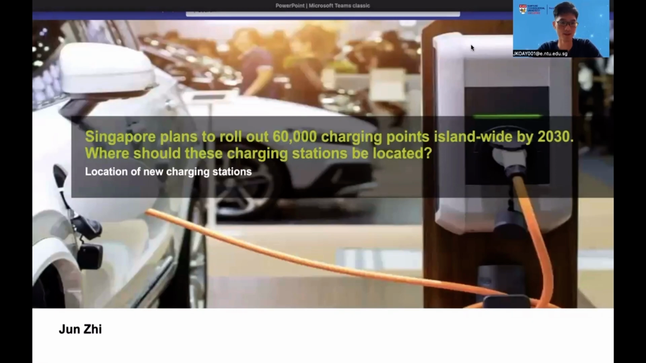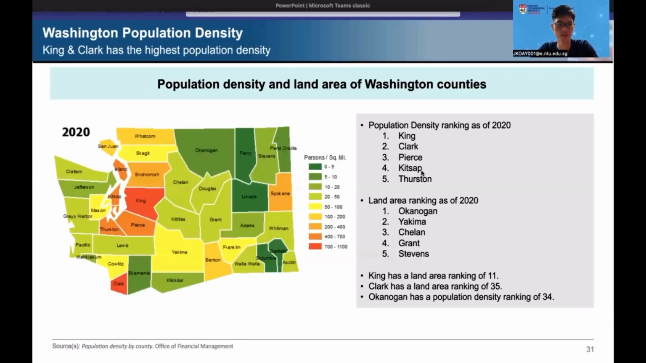I will proceed to address the inquiry regarding our team's recommendation for the optimum locations to deploy the upcoming 60,000 charging stations. Before going into the recommendation, we'll be using data from Washington counties as a starting point. Using the population density heat map obtained from the US Office of Financial Management, it shows that King and Clark has the highest population density.